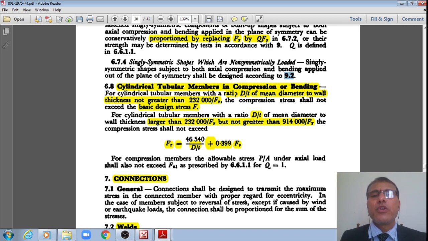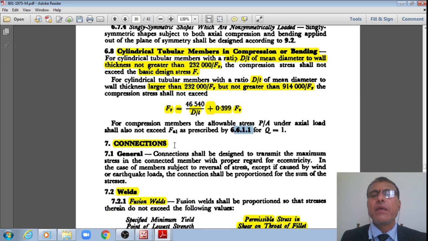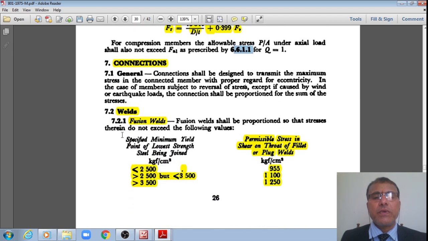However, for cylindrical tubular members with ratio d by t larger than 23200 divided by Fy, but not greater than 914,000 divided by Fy, the compressive stress Fr is equal to 46,540 divided by d by t plus 0.399 multiplied by Fy, right? However, here Q is taken as 1 as per 6.6.1.1, right?